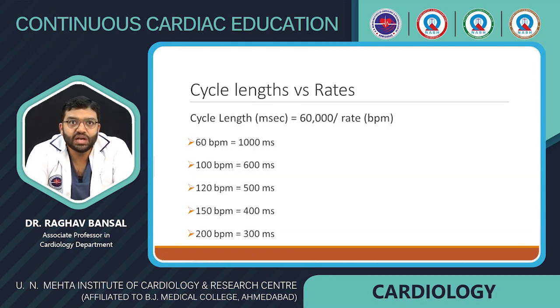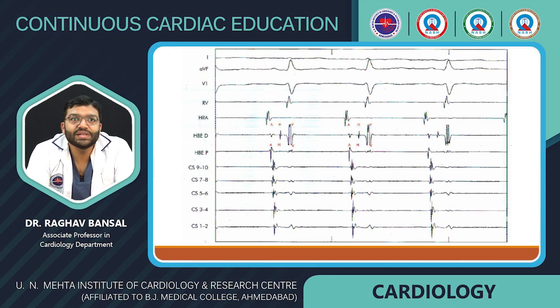In an EP study, we are not talking about rates of 100, 120, 150. What we talk about is cycle lengths. So it is important to remember that we talk about cycle lengths in EP study, and cycle length is calculated by a formula which is 60,000 divided by rate. A rate of 150 beats per minute will give you a cycle length of 400 milliseconds. So this is a basic EP trace.